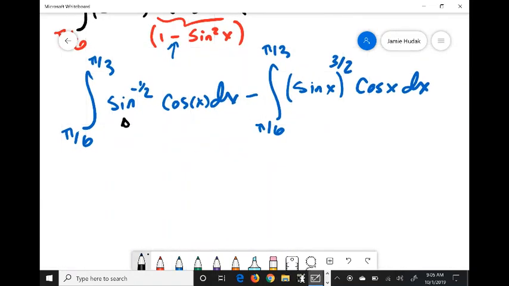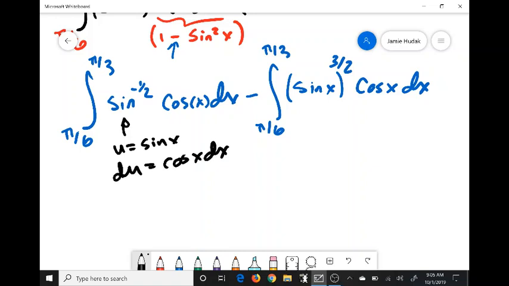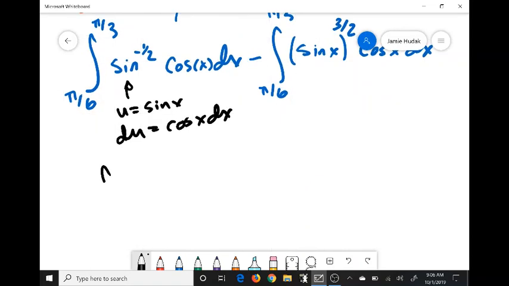And now we see we're going to say let u equal sine of x, du equals cos x dx. There's no adjustment needed here because the derivative is not the negative of cosine, so everything matches up. With that said, we need to find the new bounds of integration. When I plug in pi over 6 into sine, we get 1/2. When we plug in pi over 3 into sine, we get root 3 over 2.